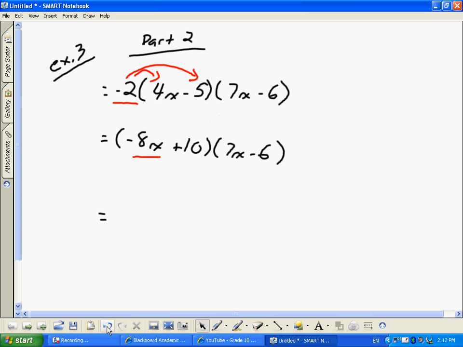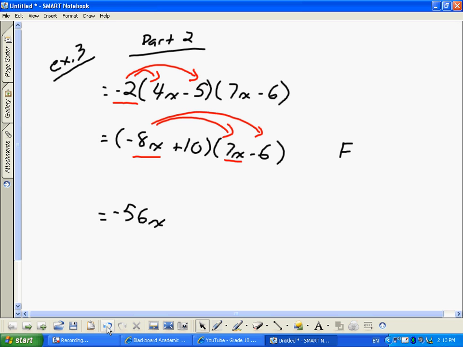So, the first term, -8x, I multiply by the first one there. Well, it turns out that's the first term in the other bracket. I've just multiplied the 2 first terms. That's the idea. So -8x times 7x is -56x squared. Okay? Now I take my -8x and multiply it by -6.